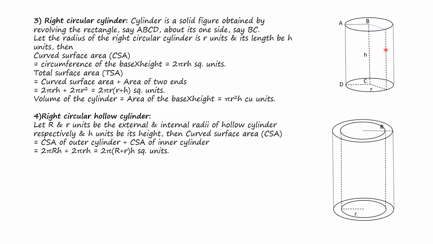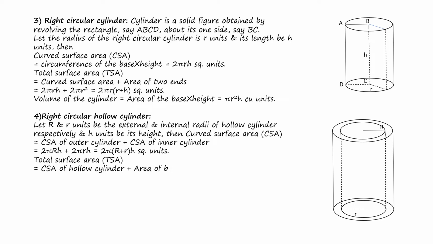In the first case, this is a solid cylinder, but in the second case, as the definition says, it's a hollow cylinder. So in this case, when we are finding the curved surface area, we have to find the curved surface area of the outer cylinder plus that of the inner cylinder.